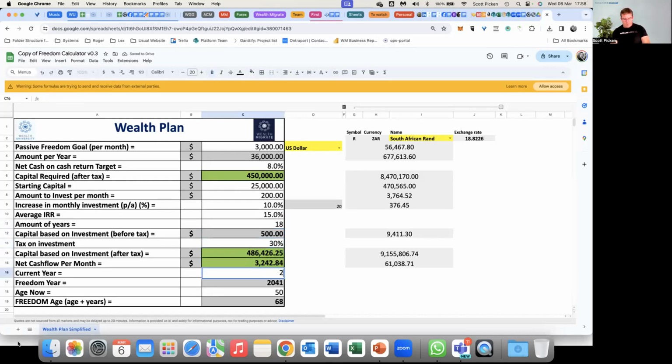Now, the year at the moment is 2024. I'm currently 47, which means I'll be free at 65. And the beauty of this calculator is you can't break it. So you can literally go and play around. And it's like a seesaw. You either have more money and less time, or more time and less money. It's very simple. More money and less time, and less money and more time.